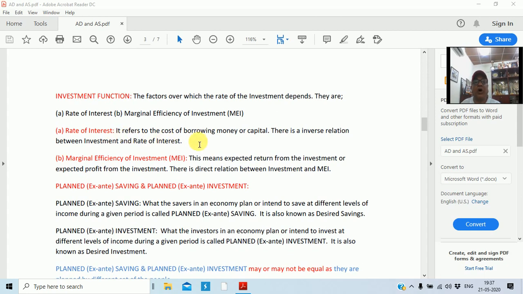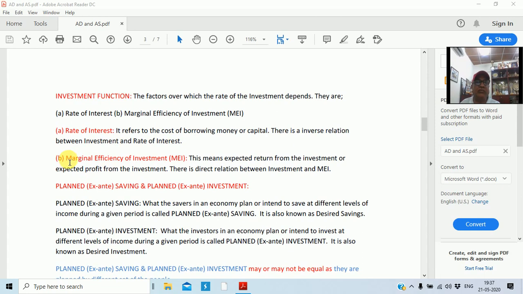It refers to the cost of borrowing money or capital. At what cost do you get money? At what cost do you get capital for investing in the business? That is called the rate of interest. If the rate of interest is high, it means the cost of money is more. So there will be less investment, and vice versa. Therefore we say there is an inverse relation between investment and rate of interest.